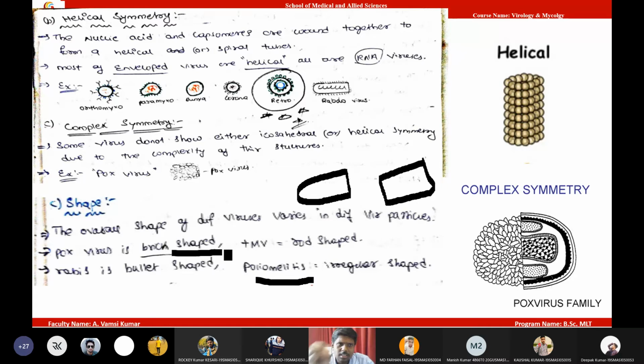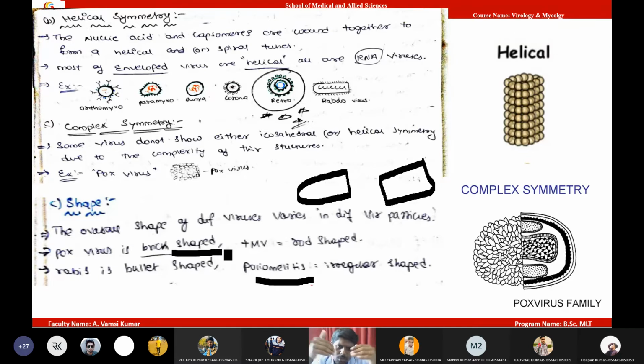So these are the 3 things in the morphology. First, we discussed the size of the virus. Then we discussed the structure and symmetry of the virus. Then we discussed the shape of the virus. Depending upon the symmetry, viruses are icosahedral, helical, and complex. Depending upon the shape, viruses are either bullet-shaped or brick-shaped. And depending upon the structure, viruses can be either enveloped or non-enveloped.